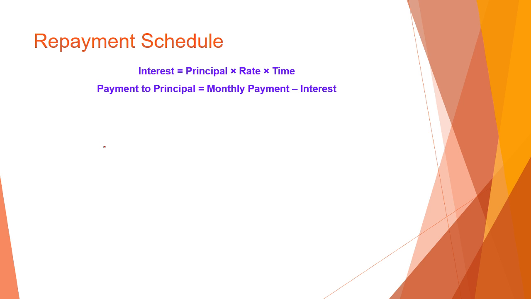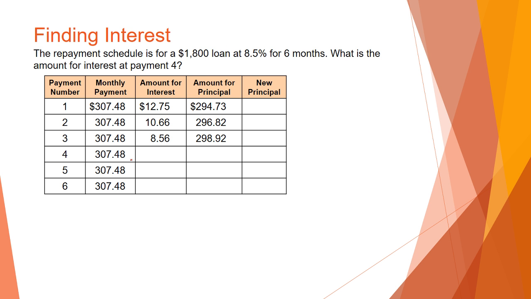And how do you find how much you still owe? You take the previous principal and subtract the payment to principal from that. It's a lot of words. Now we're going to take a look at it. This table right here gives you an example. Notice that every single month, you're paying the same thing. That is the monthly payment. And notice these two numbers right here should always add up to the $307.48, because we're splitting the monthly payment, some to interest, some to principal.